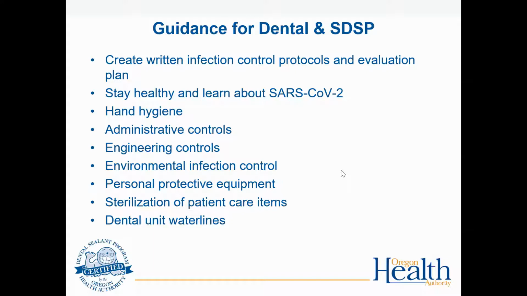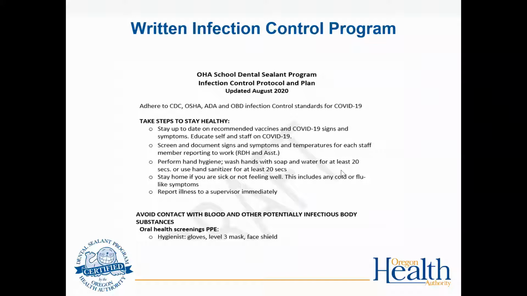Have administrative controls, engineering controls, environmental infection control, personal protective equipment, sterilization of patient care items and dental unit water lines. We're not going to cover much of that because those haven't really changed, except that if we haven't used our equipment much since March, it's important to make sure that everything's in working order and is clean. This is an example of OHA's written infection control program, and I am happy to send this out when it's completed. It's still in draft form, but it's mostly done.